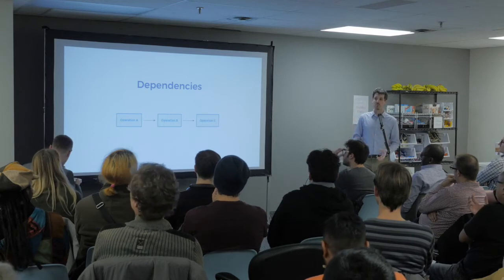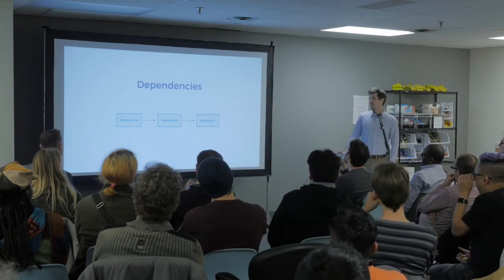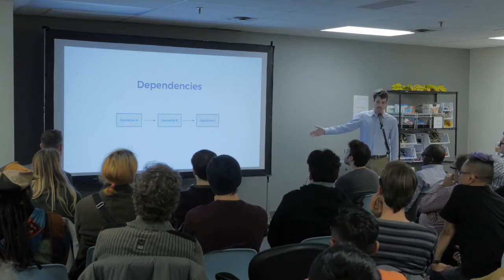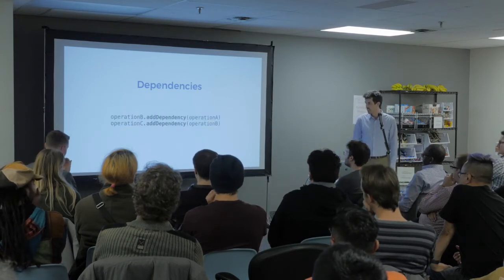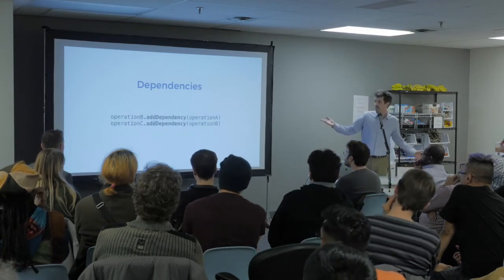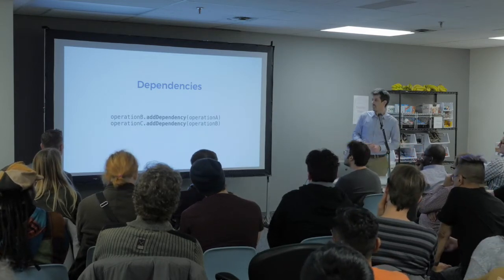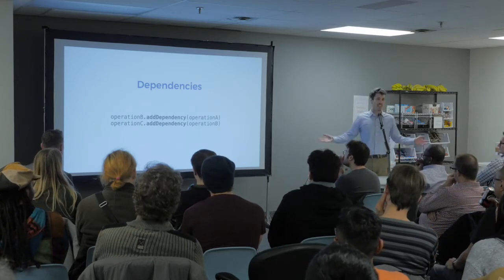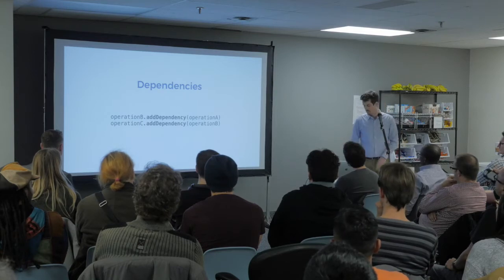So you can be very strict about the order in which operations execute. So say in this example, if you wanted operation A to run before operation B, and then operation B to run before operation C, you just do this. You add operation A as a dependency to operation B, and then you add operation B as a dependency to operation C, and you're good to go. This gives some guarantees that they won't run at the same time.